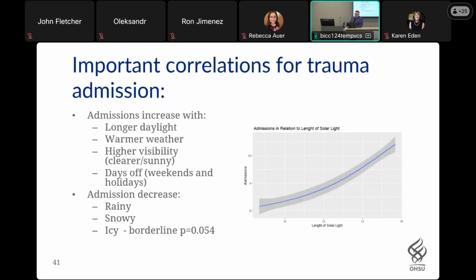And while looking at predicting admissions, we can see longer daylight is correlated with higher admission numbers, warmer weather, higher visibility, so if it's sunnier, and days off, weekends and holidays, we have more admissions. Things which decrease admissions are when it's rainy, when it's snowy, when it's icy. So if on July 3rd, I'm looking at the weather forecast and you see me dancing, it's because tomorrow is a blizzard.